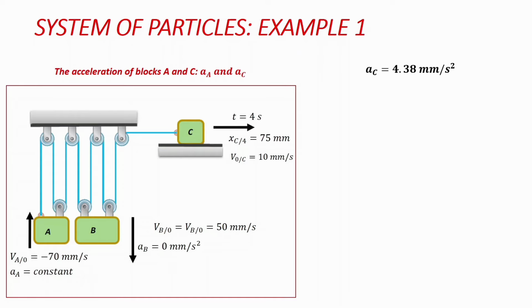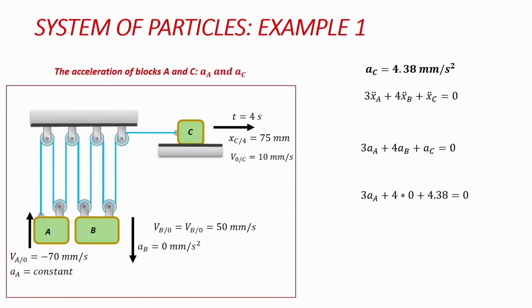So we can bring that into the list of parameters that we have. The acceleration of block C is now 4.38 millimeter per second squared, and we have the second equation that I want to use to estimate the unknown acceleration for block A. First we need to replace this particular equation with the designation of variables that we'll be using. So s dot A is the same thing as a subscript A, s dot B is the same thing as a subscript B, and s dot C is the same thing as a subscript C.